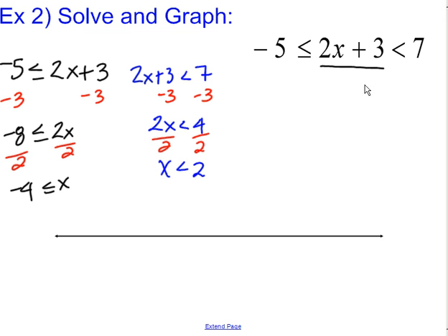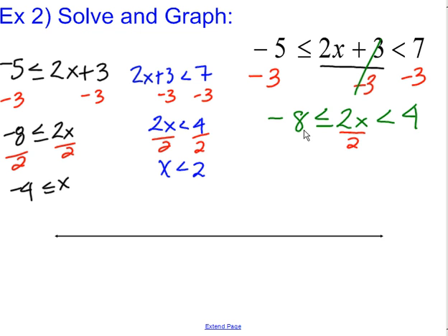So we got to get rid of the plus 3. So what we're going to do is not only subtract 3 from the middle, but we're going to subtract 3 from all the sides. Okay, subtract 3 from all the sides. We do that, and negative 5 and negative 3 is negative 8. Doesn't change the sign, does it? But it makes the 3 go away, leaving me just 2x less than 7 minus 3 is 4. So far, so good? So now, I want to divide everything by 2, because again, I'm trying to get that x alone, right? Divide by 2, divide by 2, divide by 2. And negative 8 divided by 2 is negative 4. Less than or equal to x, which is less than 4 divided by 2 is 2.